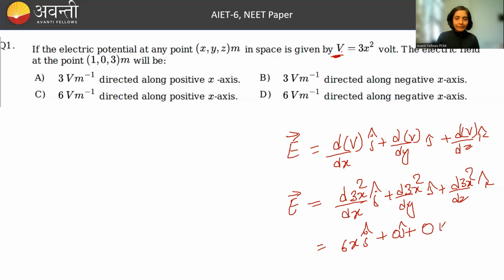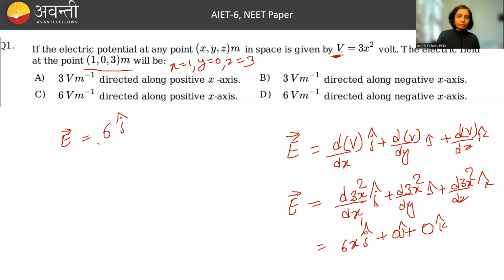Done. So the electric field is only in the i direction, that is the x direction, and its value is 6x i cap. Now, we have to calculate the electric field at this point. This point means x equals 1, y equals 0, z equals 3. So if you put the value of the electric field at this point, you will keep the x value as 1. So this will become 6 i cap.